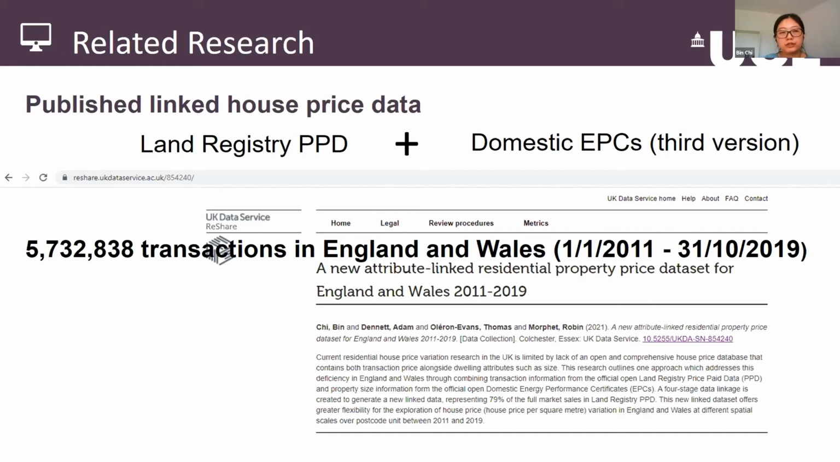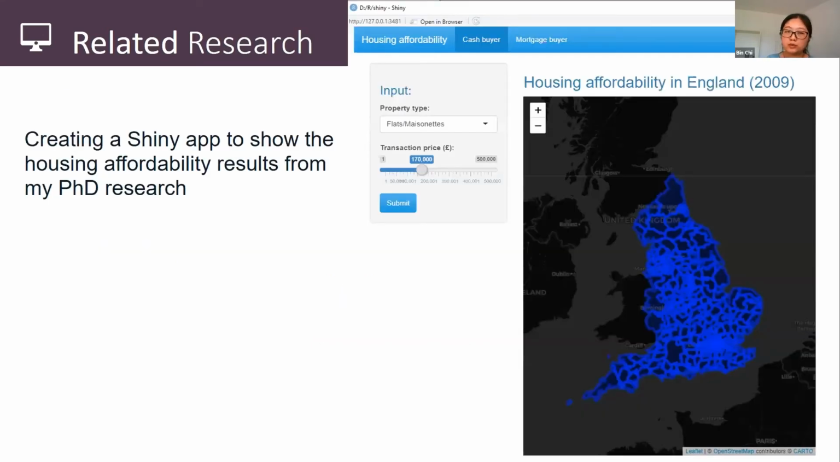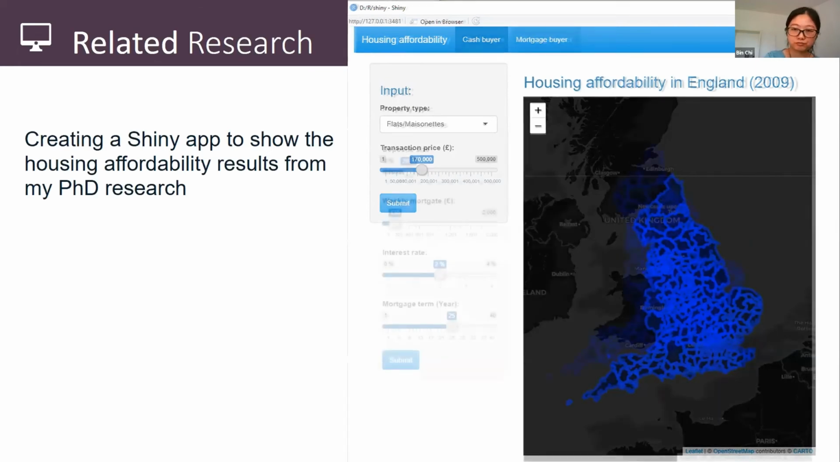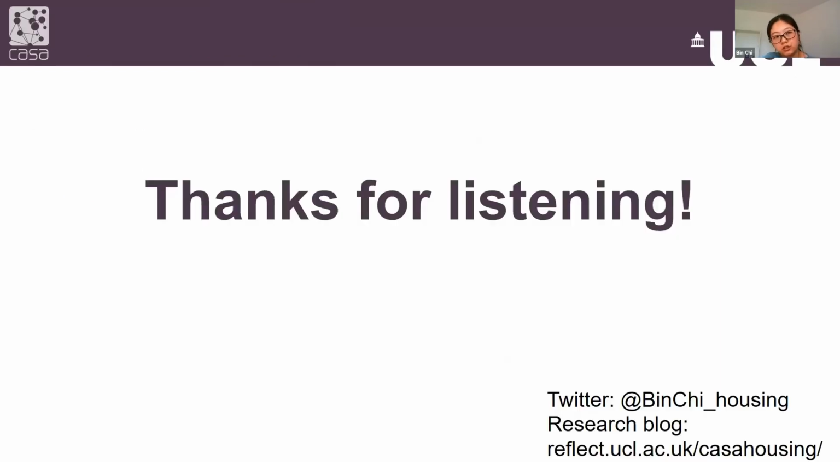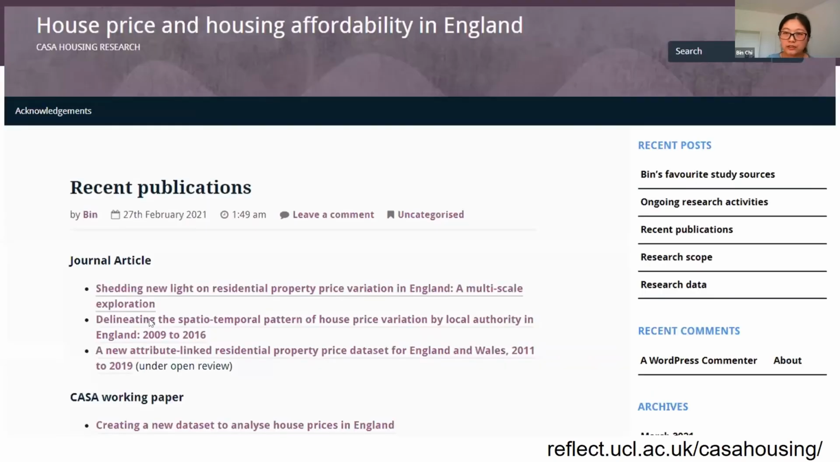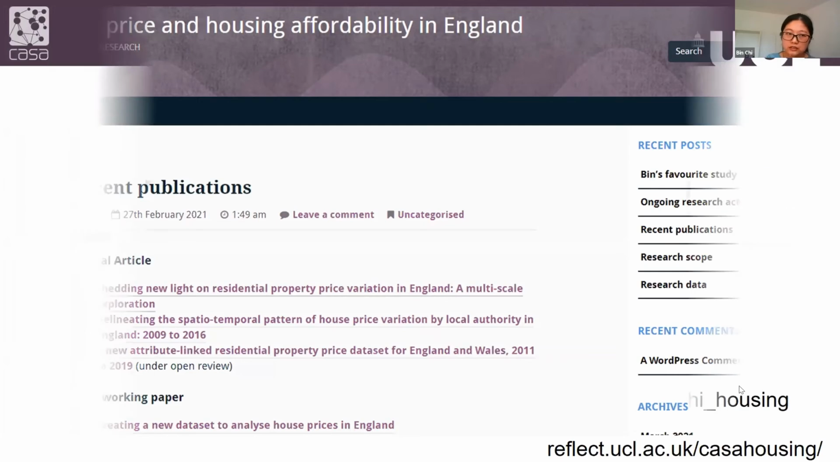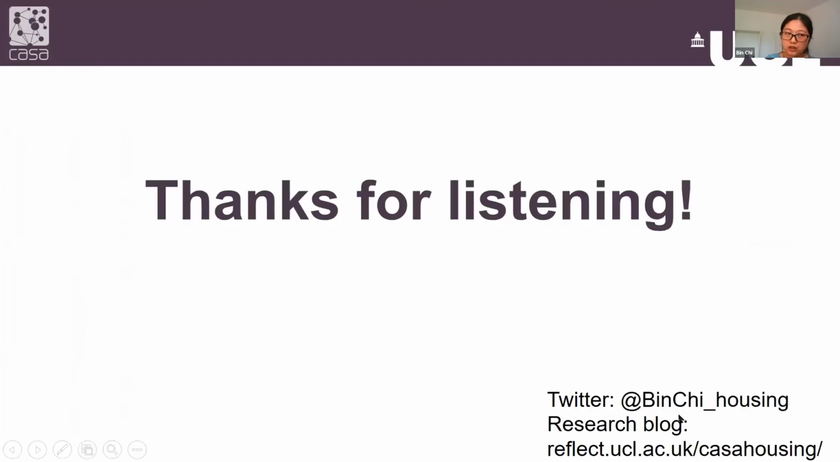There is one more thing I'm currently doing: creating a Shiny app to show all the affordability research in my PhD. There are two scenarios in my PhD research, which I didn't show here: cash buyers and mortgage buyers. If you are interested in my research, you can have a look at this research blog. The first article gives you ideas about how the multi-level and growth curve model works. And the second and third are about the house price per square meter dataset. You can get the research blog link from my Twitter account as well.